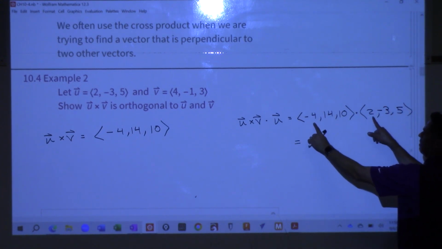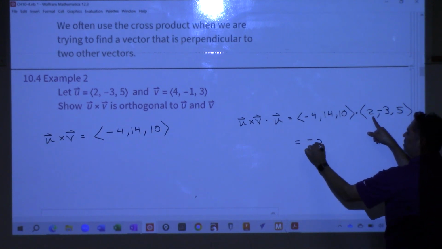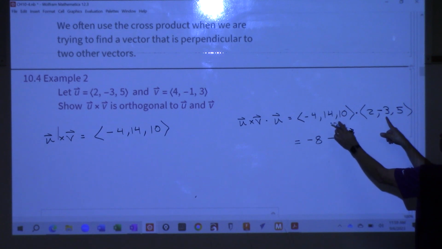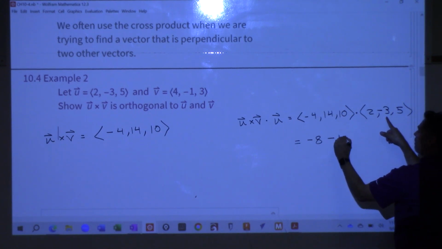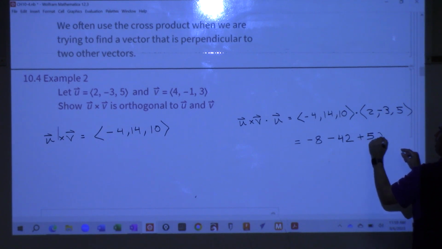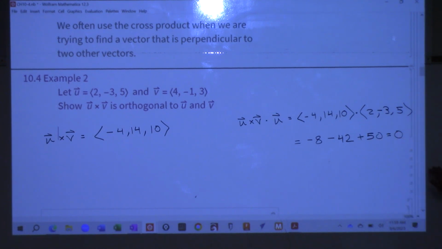Okay, so this should be what? Negative 8 minus 42, and then plus 50, and that is 0. You see me dotting that?